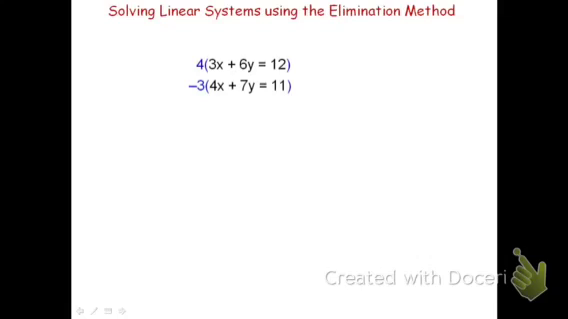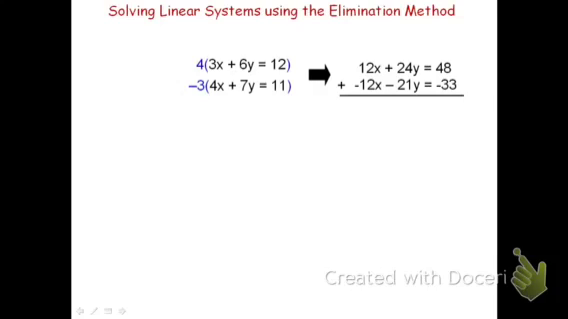In this case, when we multiply the new equations together, we need to multiply all the pieces. So multiplying 4 times 3x is 12x, 4 times 6y is 24y, and 4 times 12 is 48. On the bottom, negative 3 times 4x is negative 12x. Negative 3 times 7y is negative 21y, and negative 3 times 11 is negative 33.